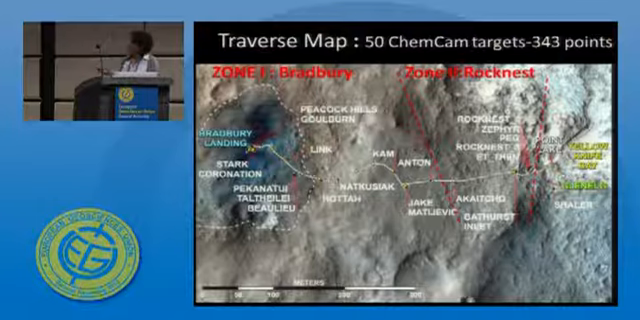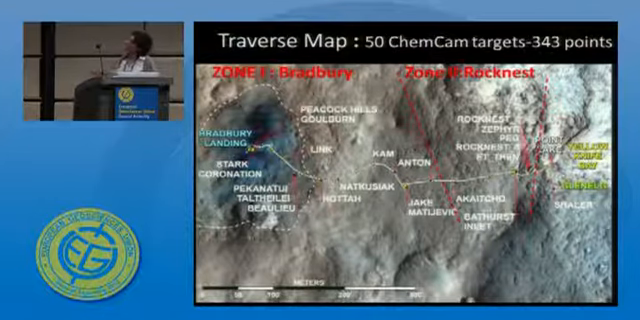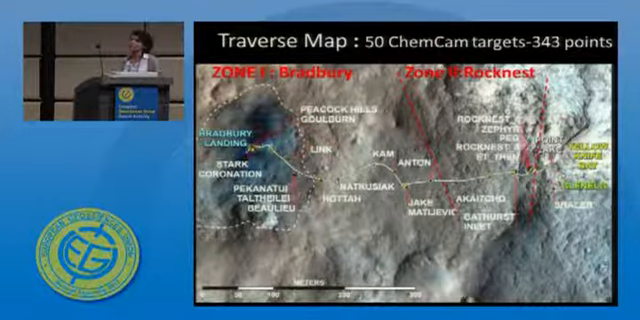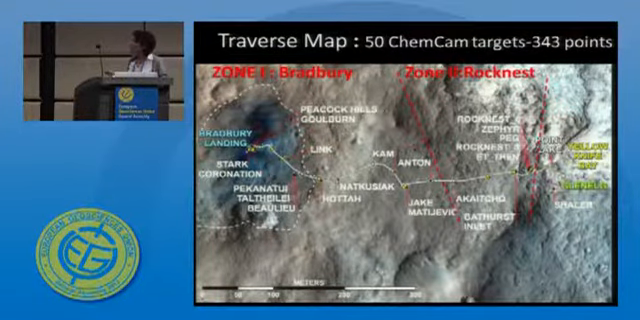And you see in white all the ChemCam targets that we measured during the traverse. It's around 50 ChemCam targets, which means 340 points, which means even more than 10,000 laser shots.